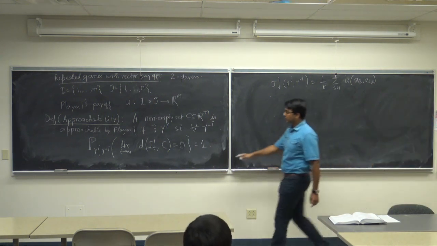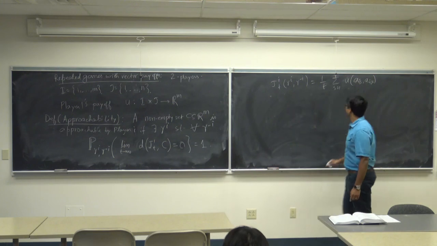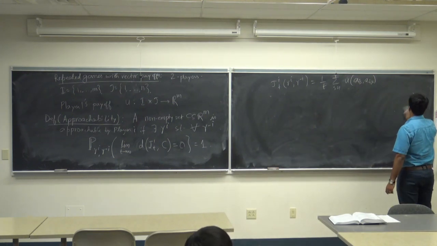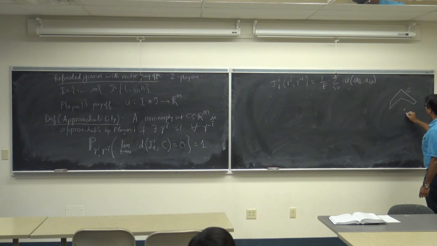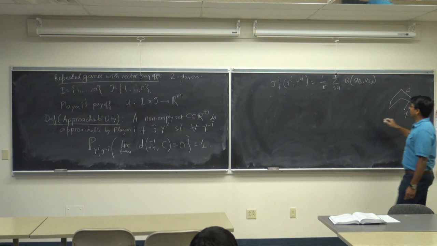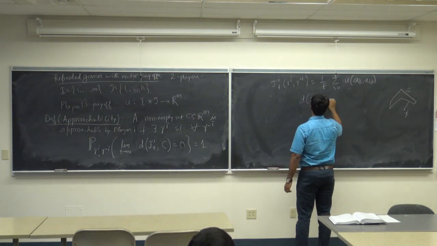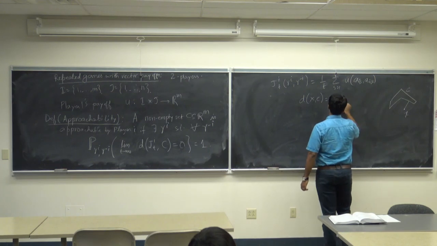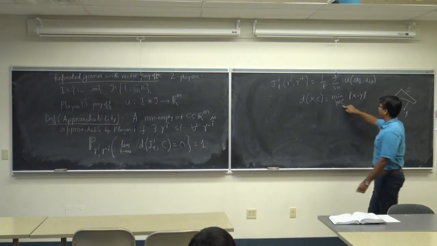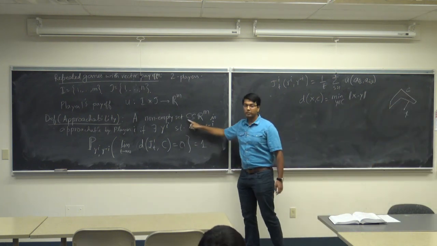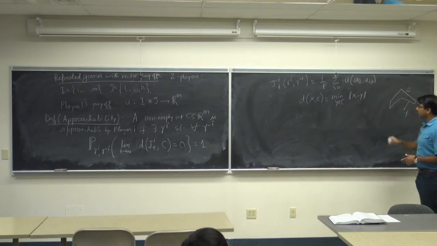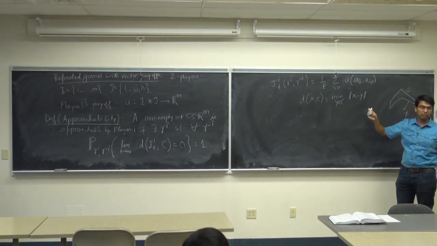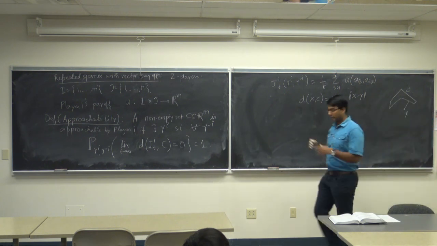So everybody knows what the distance between a point and a set is. This is my set C. This is a point X. What's the distance between the set C and point X? It's the minimum distance between X and any other point in C. So d of X comma C is the min over all Y in C of norm X minus Y. And C is not convex here, so I'm not making any assumption about convexity. If C were convex, it's the same as the projection of X onto C. But C is not convex here. It can be any non-convex set.